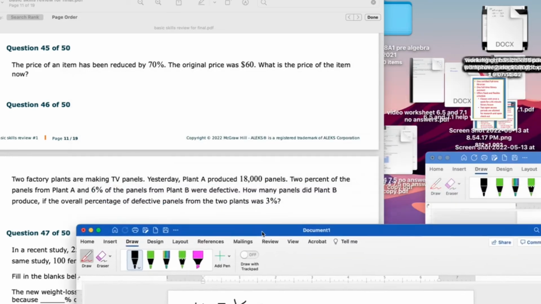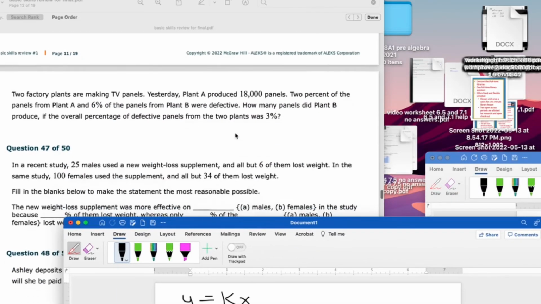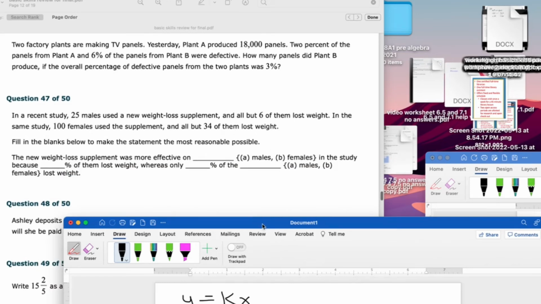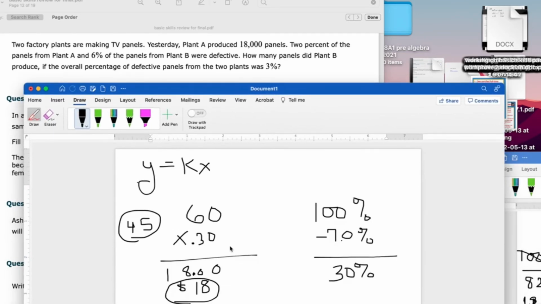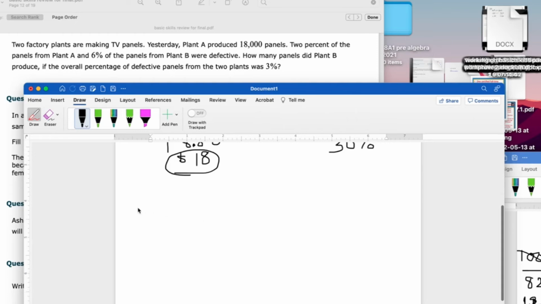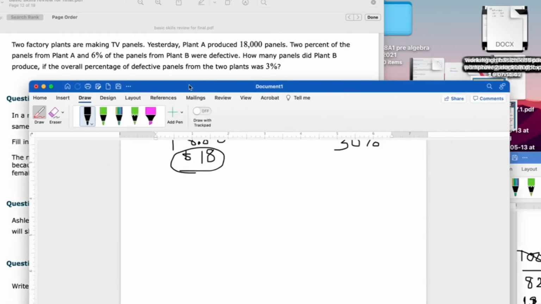All right, so number 46 says, 2 factory plants are making TV panels. Yesterday, the plant, so what would we say this was? 46.